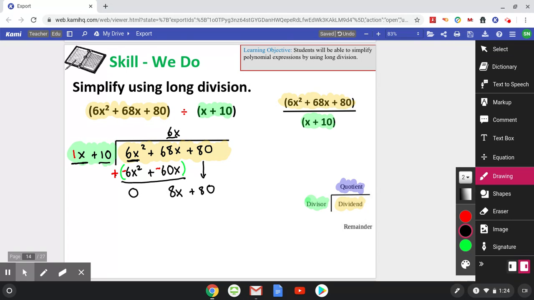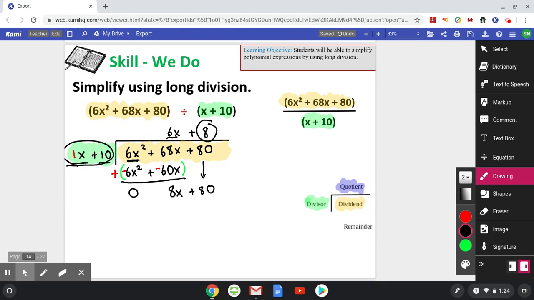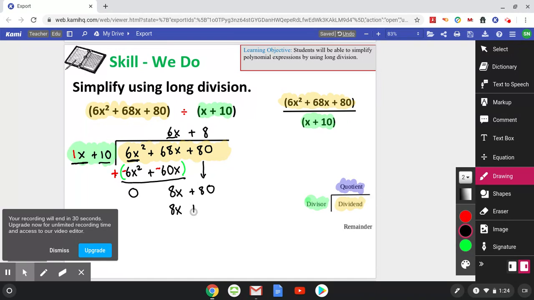Now I'm trying to determine which number do I multiply times 1x so that I can get 8x. 1 times 8 would give me 8. X times, I don't need to multiply times anything. I already have x, so I will be putting that I only need to multiply times 8. And as soon as I do that, I have to multiply this 8 times the divisor. Let's start with 1x times 8 is 8x. 10 times 8 is 80.